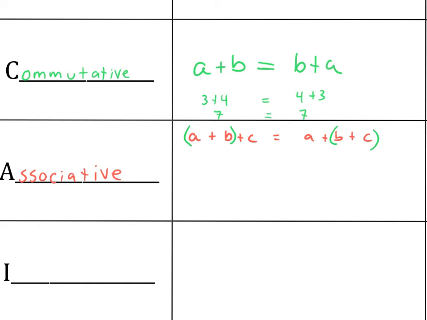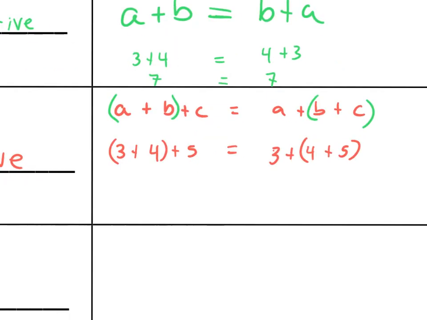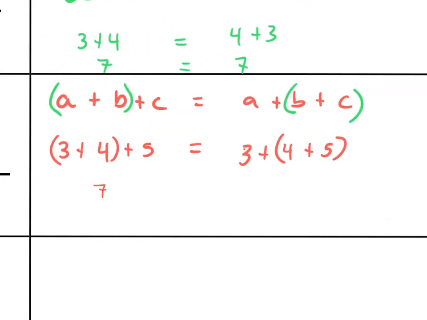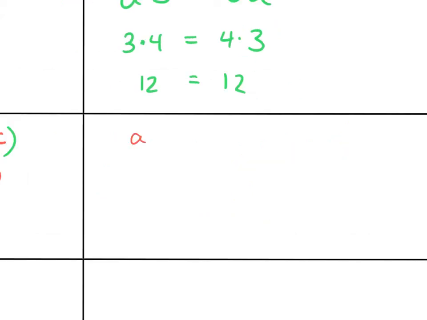Just to throw out some numbers, to give an example, if I had 3 plus 4 plus 5, and I did the first two first, and then I had 3 plus 4 plus 5, and I did the last two first, notice that we're going to get the same result. The first one gives me 7 plus 5, and the other one gives me 3 plus 9, and yet I still get 12.